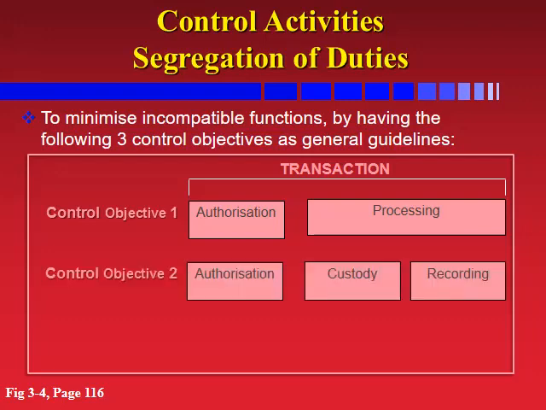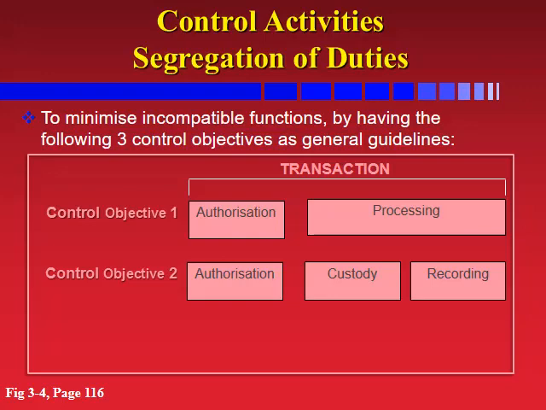Control Objective 2 states that the person who is in custody of the asset should not be in charge of recording the transaction. For example, the department that has the physical custody of the inventory, the warehouse, should not keep the inventory records. Accounting for inventory is performed by the inventory control function. Now, if this is not separated, assets can be stolen or lost, and the accounting records falsified to conceal the event.